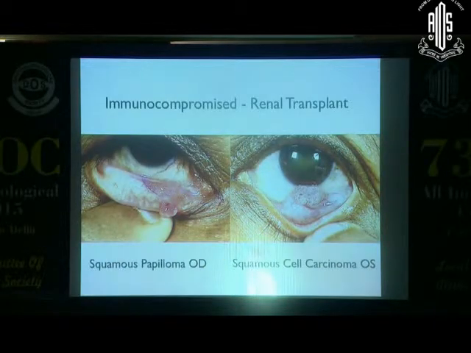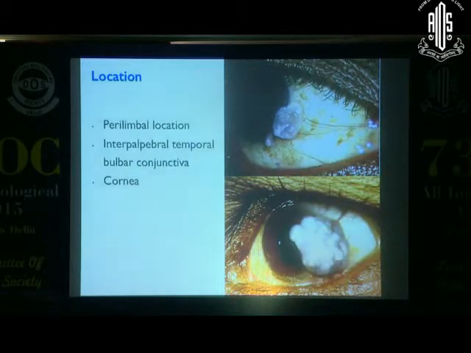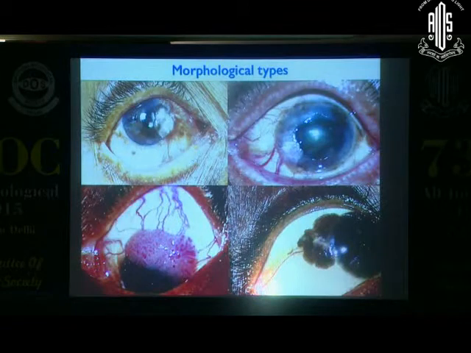Well, another case where the patient has had a renal transplant, and in fact, most of the time, conjunctival SCC is a presentation usually found in older individuals and is unilateral. But rarely it can be bilateral, and it's most commonly seen in such immunocompromised conditions. Location, as you all know, is perilimbal, interpalpebral or bulbar conjunctiva, and it can also involve the cornea.